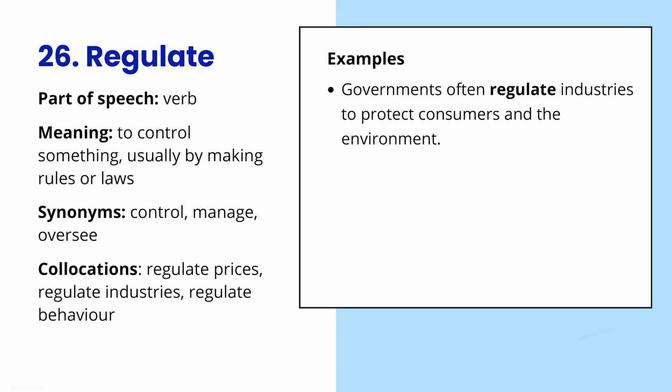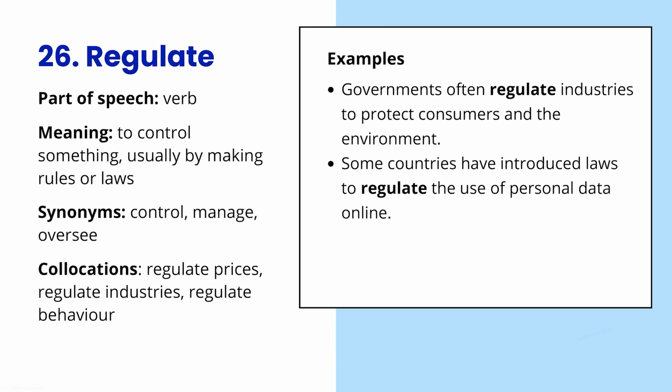Governments often regulate industries to protect consumers and the environment. Some countries have introduced laws to regulate the use of personal data online. So this means some countries are using laws to control the use of personal data online. So regulate is very useful when writing about government actions or laws that control industries or behavior or technology.